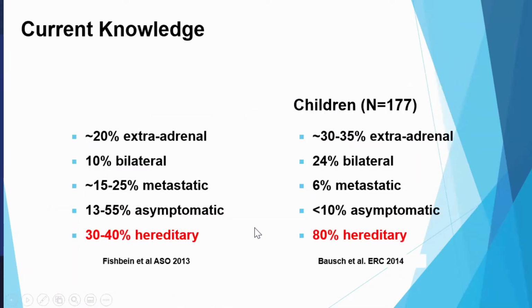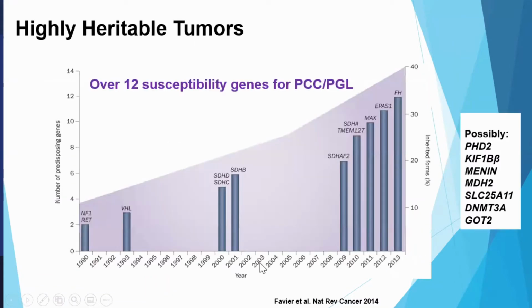Okay, one of the questions had to do with what is the chance that my children might get a genetic component of these tumors. So it turns out that Pheo and Para are highly hereditary. So up to 40% of all patients with Pheo Para have a hereditary component, meaning they're born with some change in a gene that predisposes them to get a Pheo or Para. And if a child has a Pheo or a Para, then up to 80% of those can be hereditary.